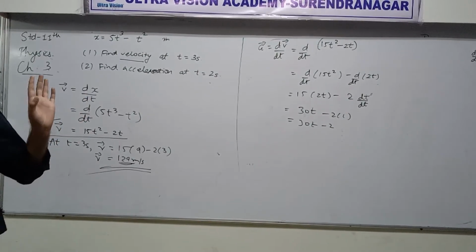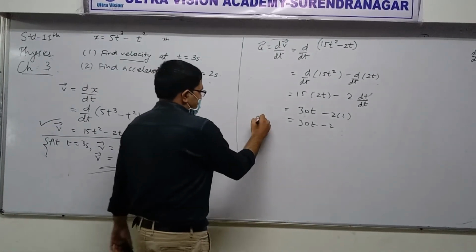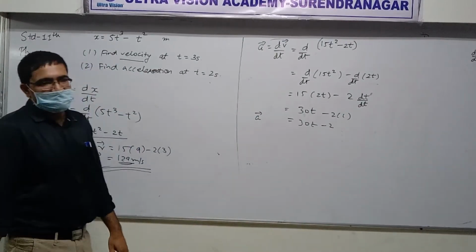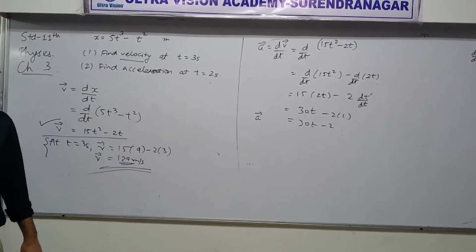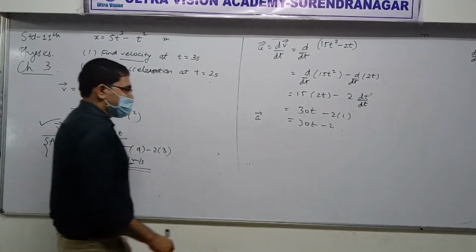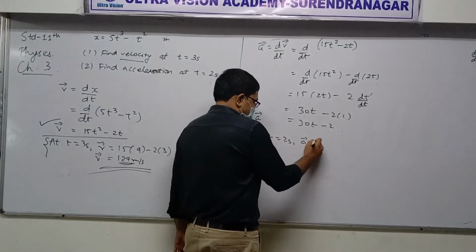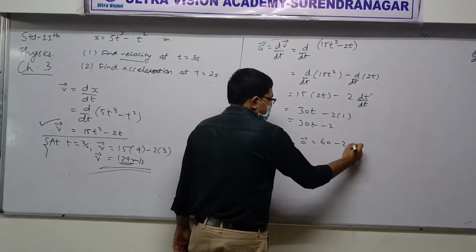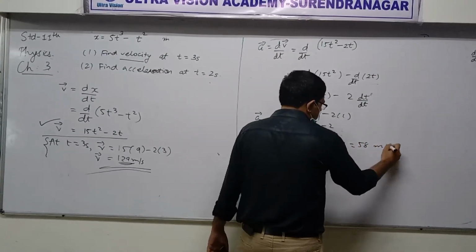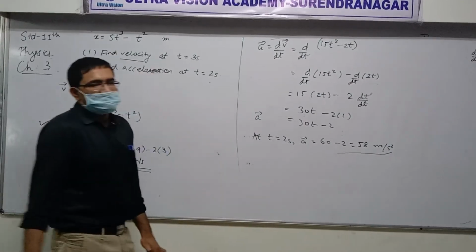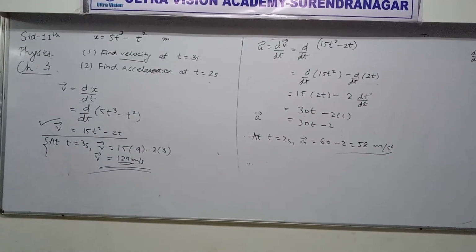Are you there? Okay, so this is acceleration. Now we have to find it at which time? At t equal to 2 seconds. Therefore, at t equal to 2 seconds, acceleration is 60 minus 2, that is 58 meter per second. Got it? Yes or no? Yes.